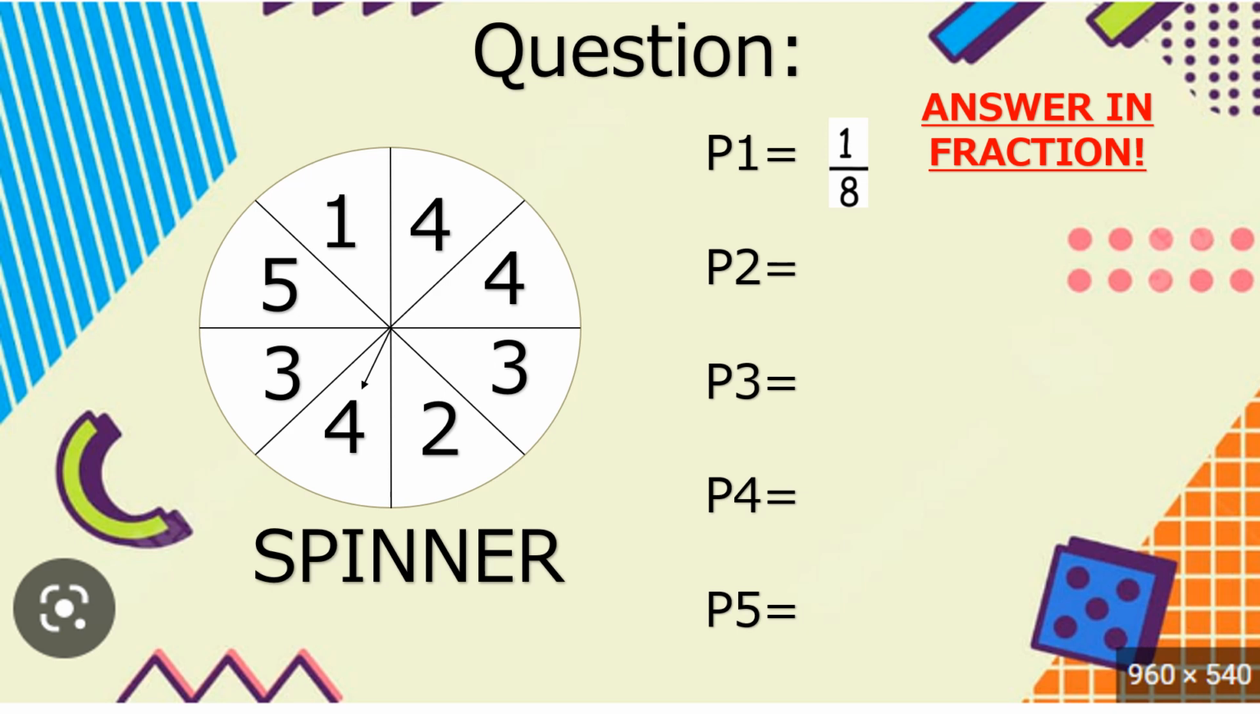So if you answered P1, you're correct. P2, if you answered 1 over 8, you are correct. P3, if you answered 2 over 8, you are correct. And P4, if you answered 3 over 8, you are correct. And lastly, P5, if you answered 1 over 8, you are correct. Good job.